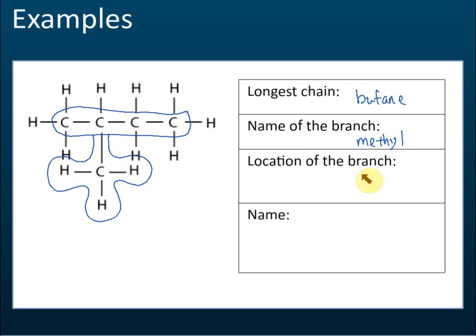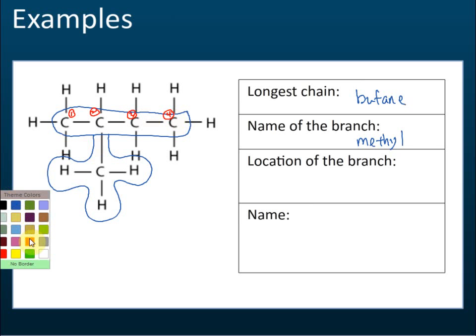The third thing is you need to identify the location of the branch. How to determine the location of the branch? We determine the location of the branch from the nearest end of the longest chain. For example, this is the longest chain. If we start from here, this will be the first carbon, second carbon, third carbon, and fourth carbon. But if we start from the other side, this will be the first carbon, second carbon, third carbon, and fourth carbon.